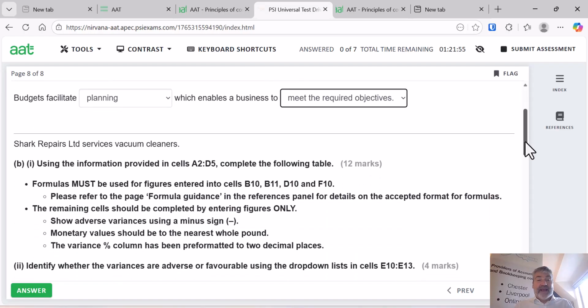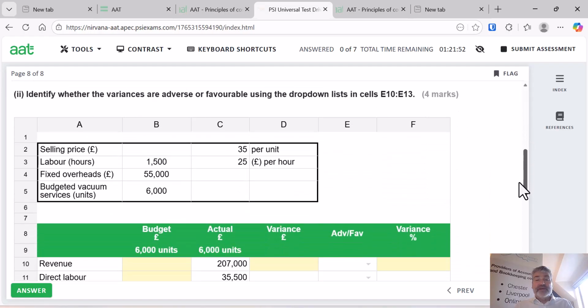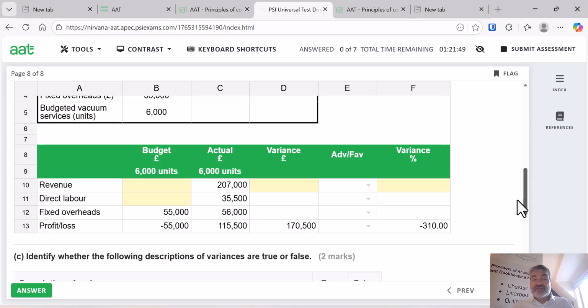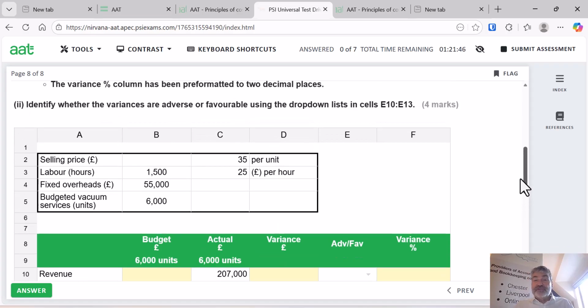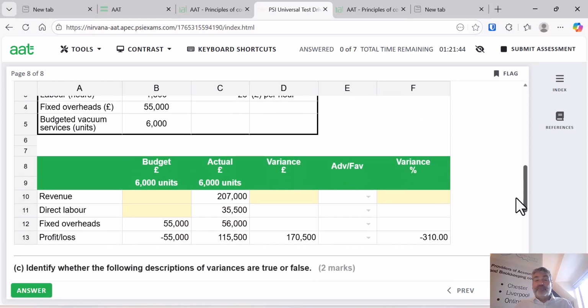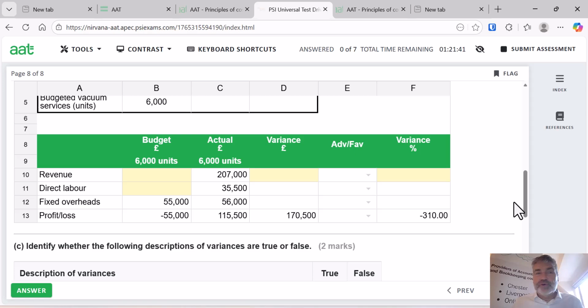So let's have a look at part B. Again, we've got a bit of an embedded spreadsheet, not a full-blown version of Excel by any means, but it should be familiar to you if you use Excel on a day-to-day basis. And what we've got to do is complete a variance analysis where we're comparing a budget with actual results. We've got a variance column, and a column to state whether that variance is adverse or favourable, and also a column to show the variance percentage.